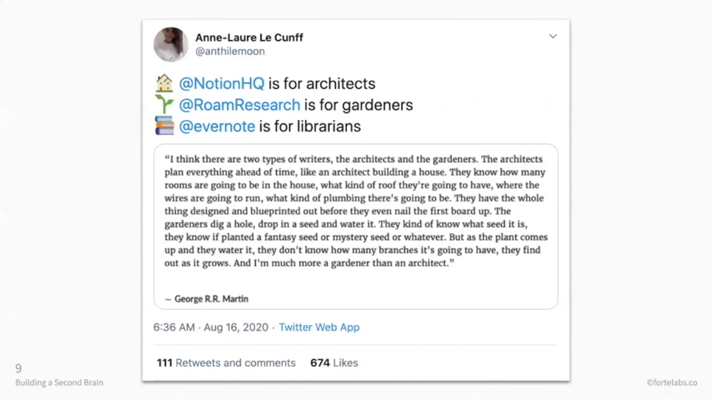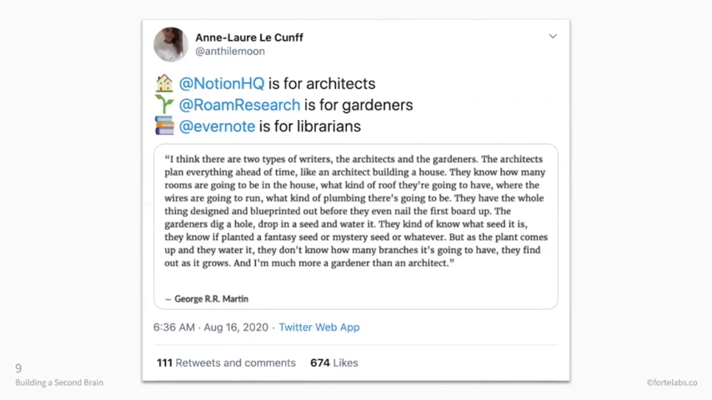So a few days ago, as I was preparing and thinking about this event, this workshop, I came across this quote by Anne Lohr, who's a very well-known productivity note-taking expert who I follow. And I just thought it was brilliant. It was such a good model for thinking about these 3 apps. And it was pretty straightforward. It was based on this quote by George R.R. Martin, the author of Game of Thrones. And it was that Notion is for architects, Roam Research is for gardeners, and Evernote is for librarians.